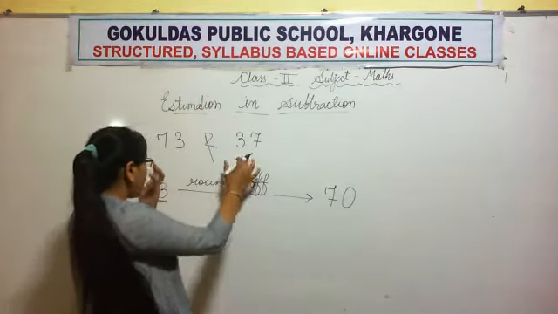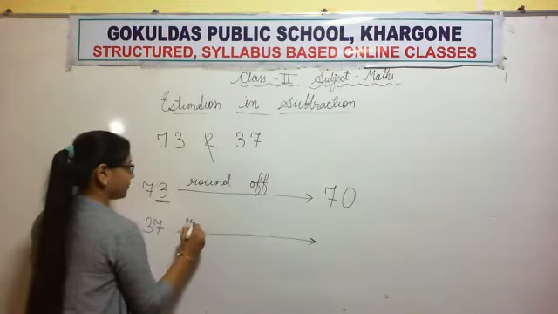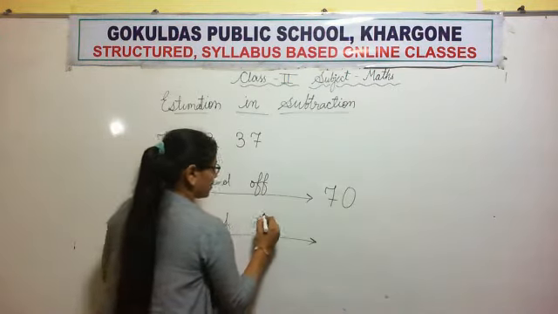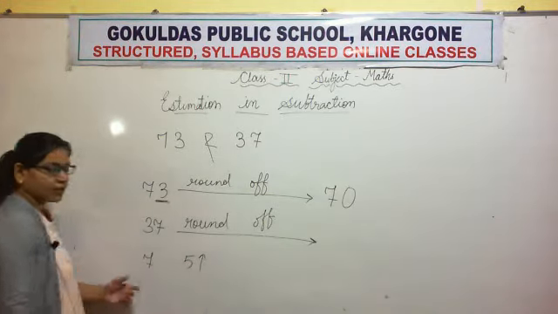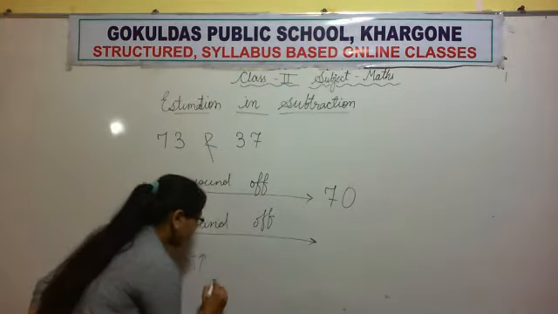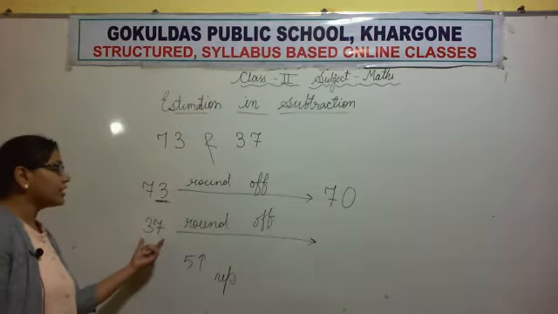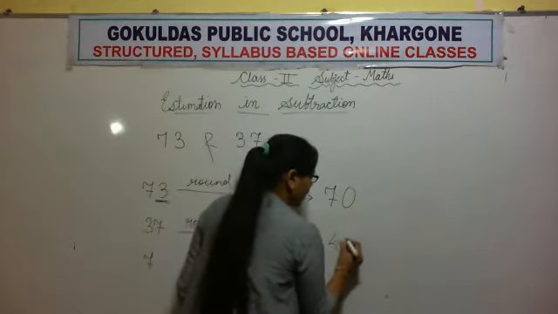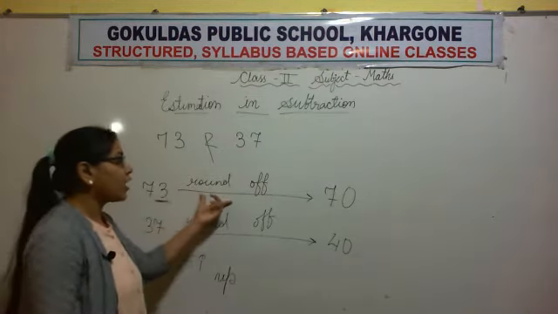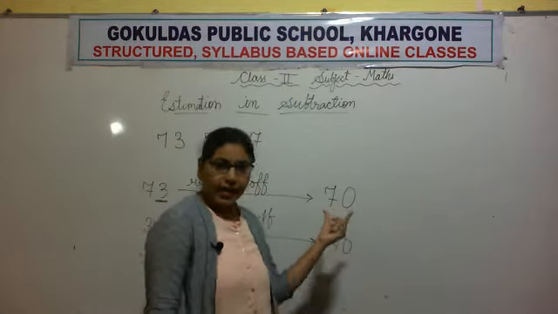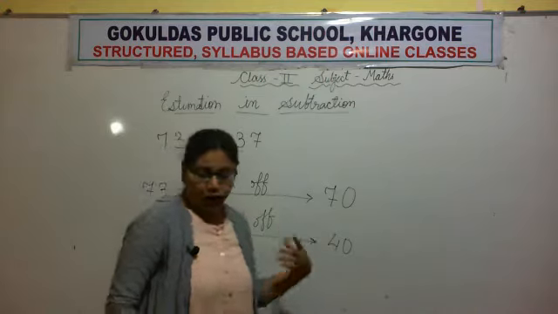Now 37. Again, we need to round off this 37. See, this 7 is higher than 5, which means we will round up. So this 37 will become 40. So 73 after rounding down will become 70, and 37 after rounding up will become 40.